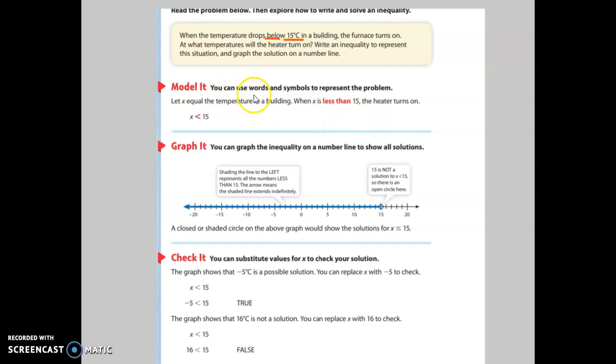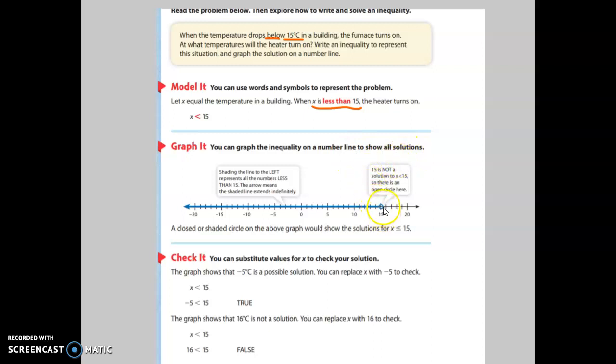So the model example, you can use words and symbols to represent the problem. Let x equal the temperature in a building. When x is less than 15, the heater turns on, so x has to be less than 15. Notice below and less, they go together. Graph it. You can graph the inequality on a number line to show all solutions.